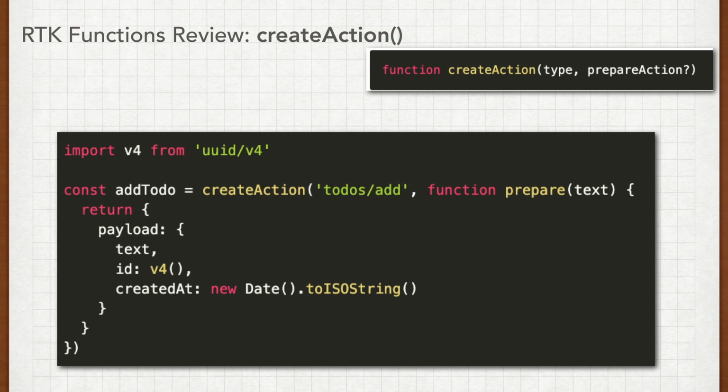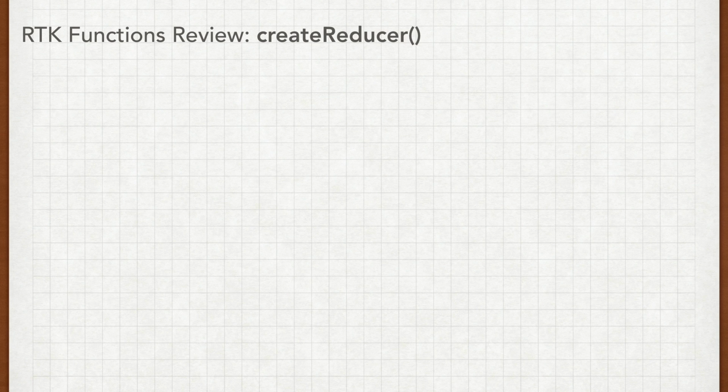And the reason for that is here we are just preparing the payload. Now, the object that we are returning from this function could also optionally have the meta key, where you could put any meta information, and also an error key. In case there's an error, you could put any error data inside that key as well. So that was createAction. Okay, now let's look at createAction's counterpart, the createReducer function.